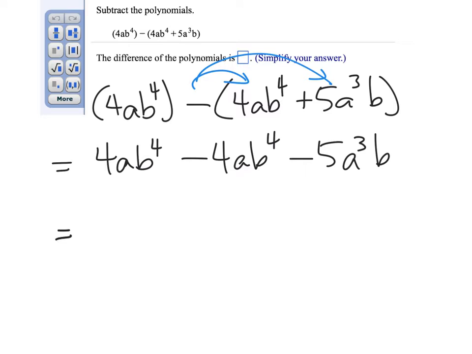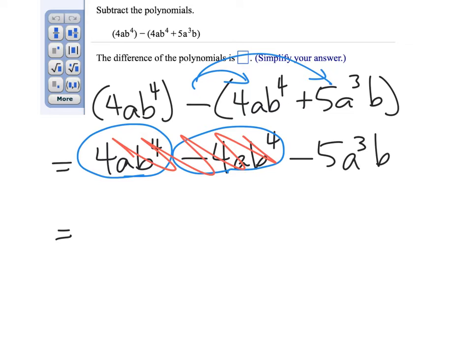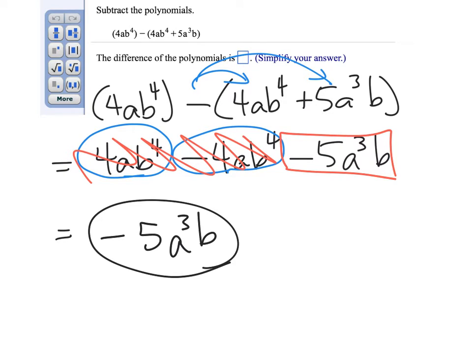And now, do we have any like terms? Does this guy have any like terms? Yep, right here. And look at this. 4 minus 4 is 0. So these guys basically cancel each other out, leaving us with the answer negative 5a cubed b.